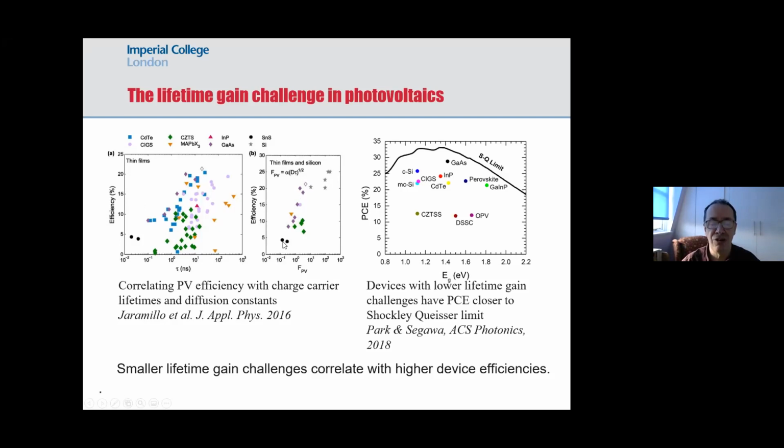And essentially there's a correlation that if the lifetime is long or the diffusion is fast, then you achieve higher efficiency. So this is the same concept: for these devices down here, either the lifetime was too short or the transport was too slow and the efficiency becomes lower. And indeed, we generally see that materials with a large lifetime challenge have much difficulty achieving performance close to the Shockley-Queisser limit. Of course, one of the exciting things here is how these organic solar cells are getting better, and I'll be talking about that in just a minute.